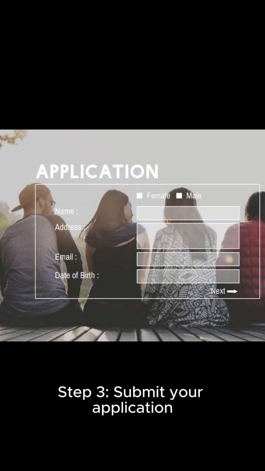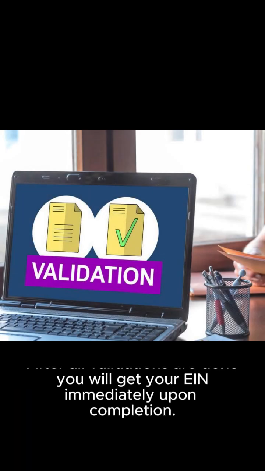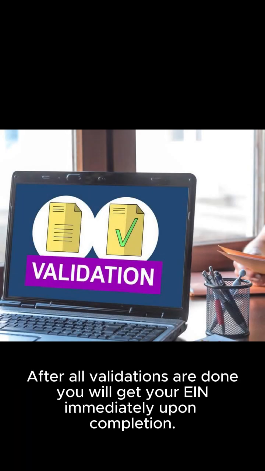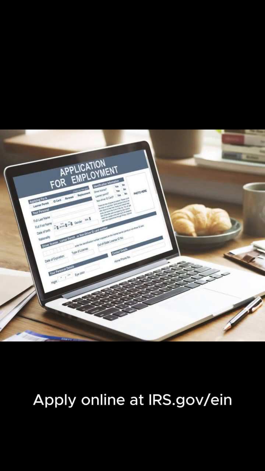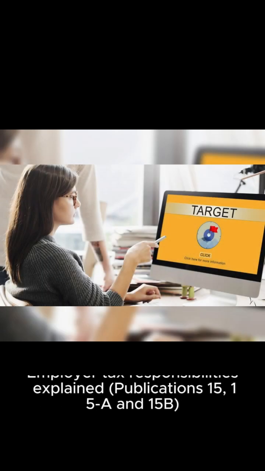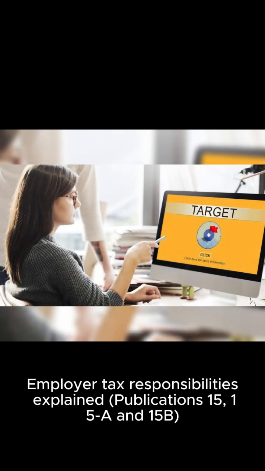Step 3. Submit your application. After all validations are done, you will get your EIN immediately upon completion. You can then download, save, and print your EIN confirmation notice. Apply online at irs.gov/EIN.